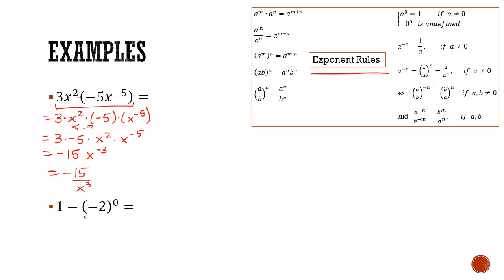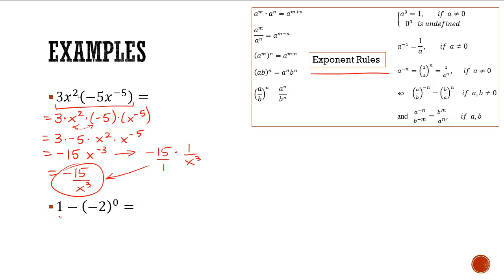Now, you'll notice that this was actually -15 times 1 over x cubed. But when you perform that, you get here. Another thing to note is that the -15 does not get put into the denominator because it does not have a negative exponent. So do not confuse your exponent rules with regular rules of multiplication, etc. for whole numbers.